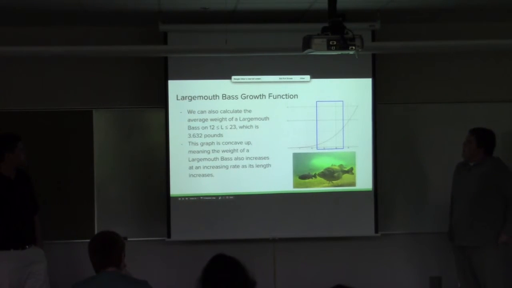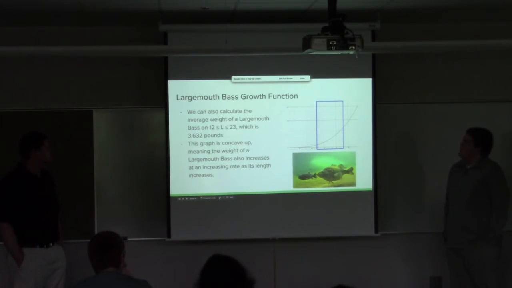And so we can calculate the average weight of a largemouth bass, which is 3.632 pounds from the interval of 12 to 23. And this graph is also concave up, meaning the weight of largemouth bass also increases at an increasing rate as its length increases.